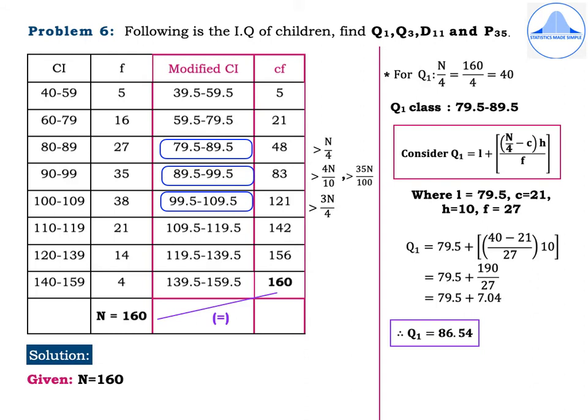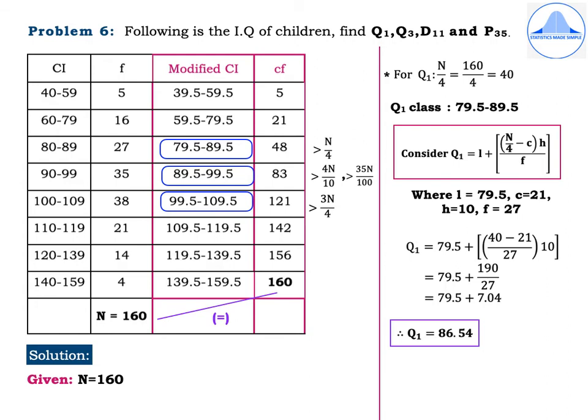And the solution, write given capital N is equal to 160. Then start with the first subdivision. For Q1, find out N by 4, which is 160 by 4 equal to 40. The value which is greater than 40 in the CF column is 48. Corresponding to it, mark greater than N by 4. So the Q1 class is 79.5 to 89.5.